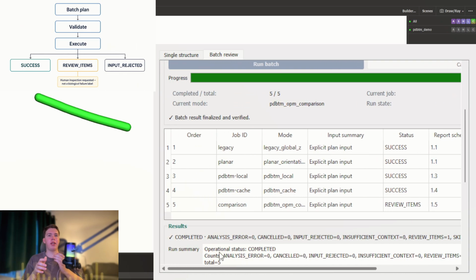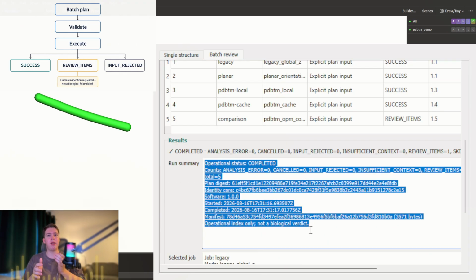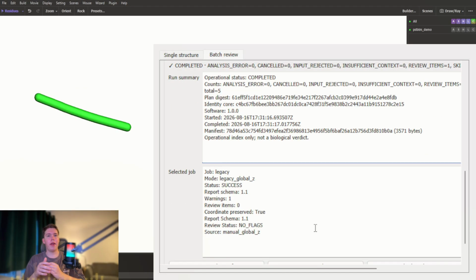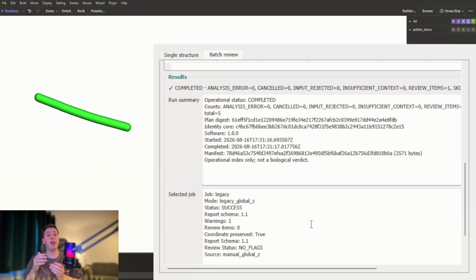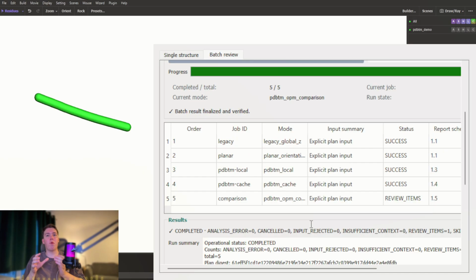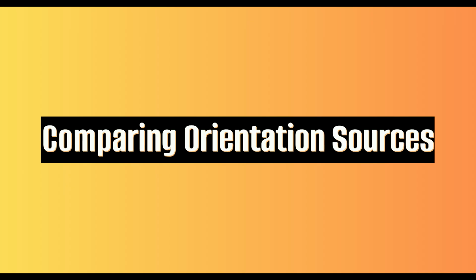A job may complete successfully, an input may be rejected, or the analysis may produce review items. A review item does not mean this protein failed. It means the analysis completed, but something is worth a human look. This distinction became one of the most important design boundaries in the whole project.